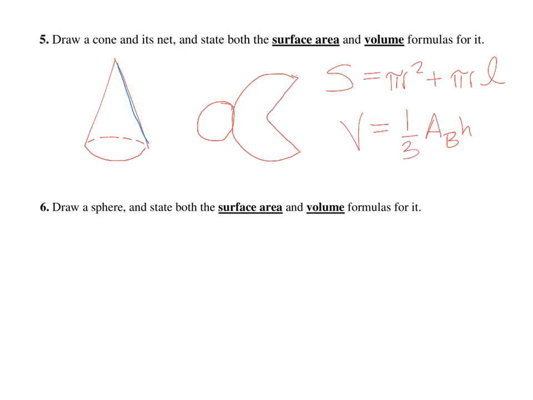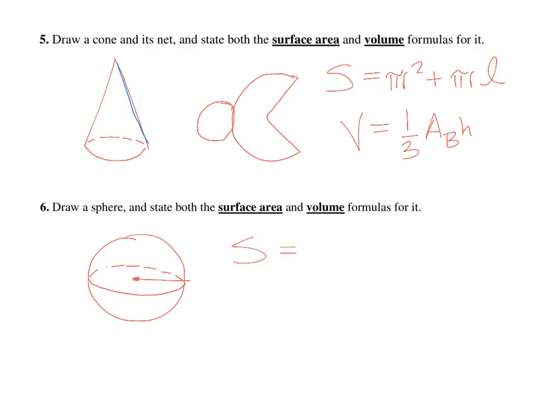All right, for 6, draw a sphere and state both the surface area and volume formulas for it. Here's a sphere. Start off drawing a circle. And then draw half a circle or oval horizontally. Make the rest of it dashed. And then here's your radius.